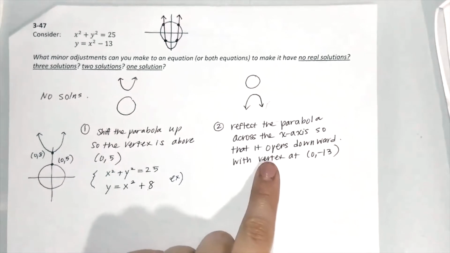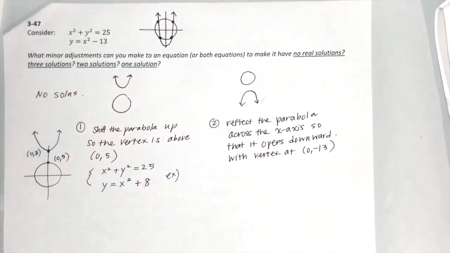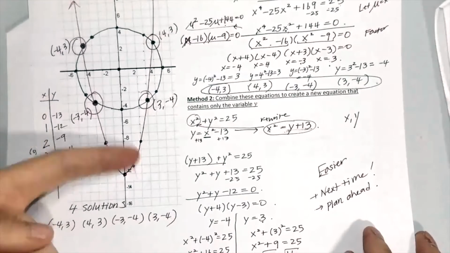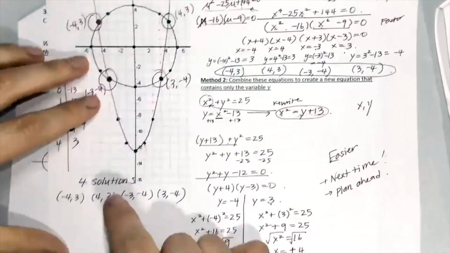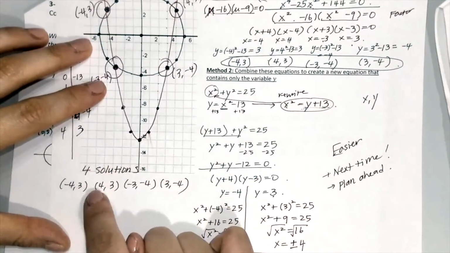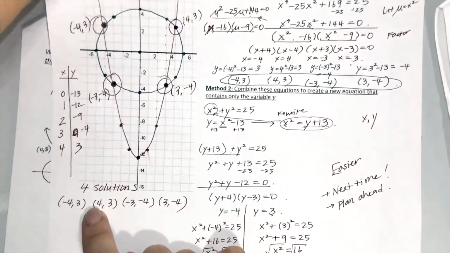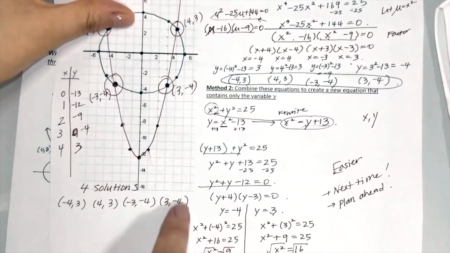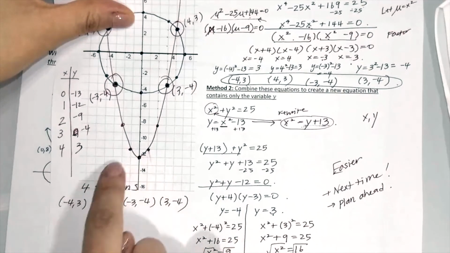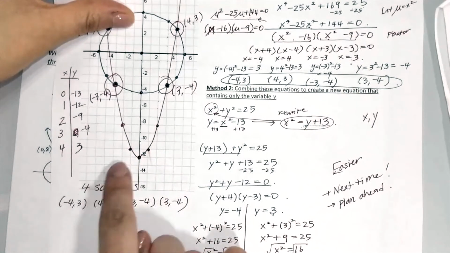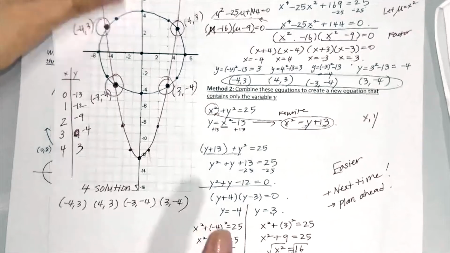Another option would be to reflect the parabola so that now it opens downwards, right? You could have a parabola opening downwards this way. Then they will not intersect. So how would you do that for the equation? How would you change the equation to make it reflect across the x-axis?